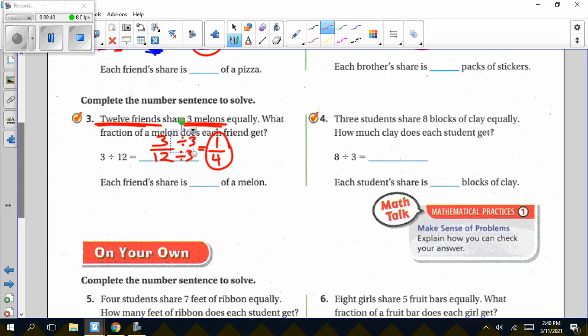All right, now that you're finished, we'll go through question number 4. 3 students share 8 blocks of clay equally. We're thinking 8 over 3. That's an improper fraction, so we T-bow that. 3 goes into 8 twice with 2 left over. So it's 2 2/3 blocks of clay.